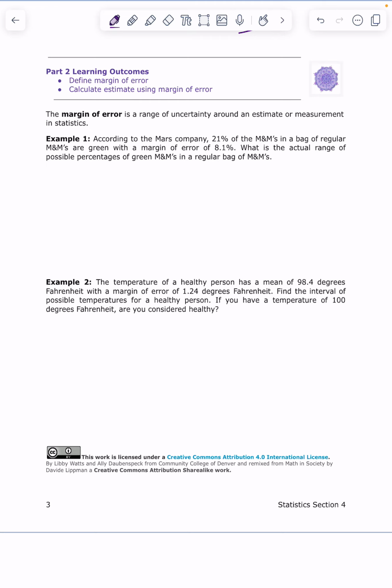For example, according to the Mars Company, 21% of their M&Ms in a bag of regular M&Ms are green, but there's a margin of error of 8.1%. What is the actual range of possible percentages of green M&Ms in a regular bag of M&Ms?